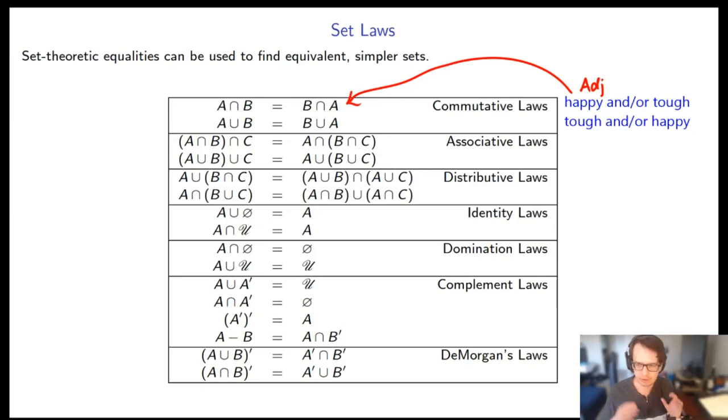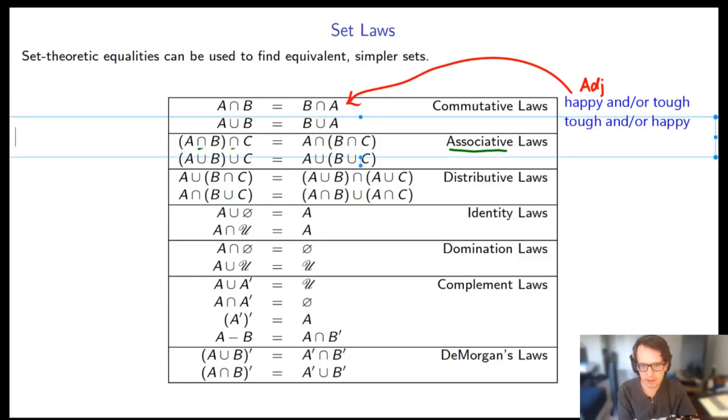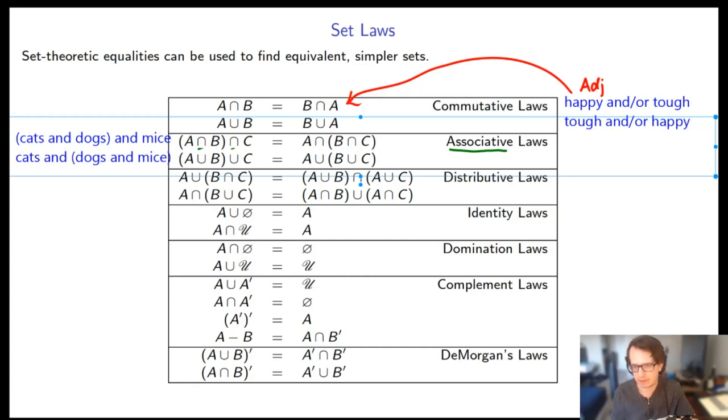Associativity just happens to do with the brackets. And what's important with associativity is that all of the signs are the same. So this is A and B and C, A or B or C. So it's just which two sets are being associated first. So if I say, cats and dogs and mice, or am I saying cats and dogs and mice? Which ones are being associated with each other first? In natural language, it doesn't matter whether we say cats and dogs first and mice after, or dogs and mice first and cats after. It really doesn't matter.